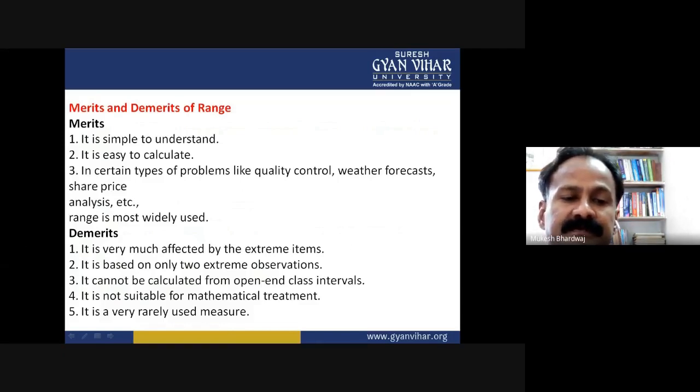Demerits: it is very much affected by the extreme items. It is based on only two extreme observations. It cannot be calculated from open-end class intervals. It is not suitable for mathematical treatment. It is a very rarely used measure.